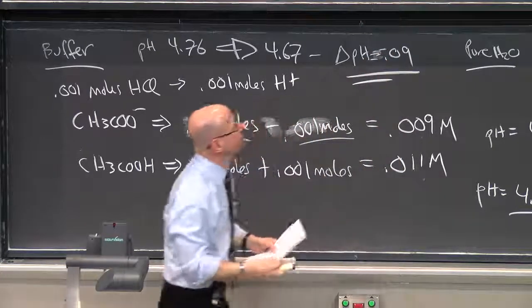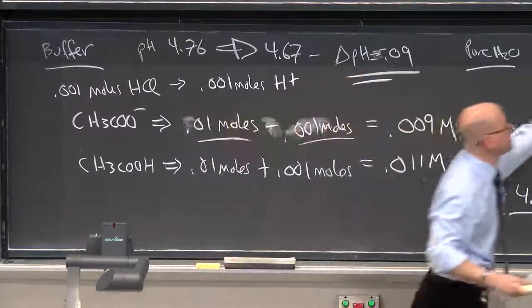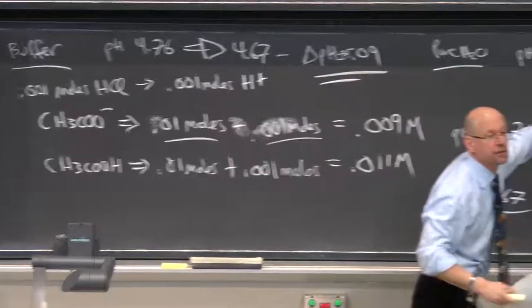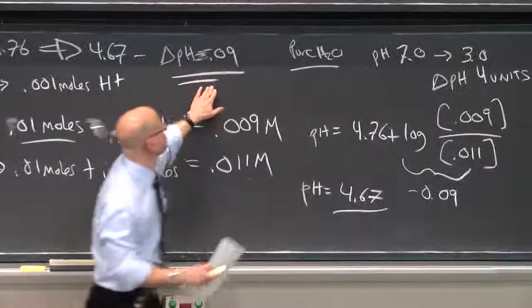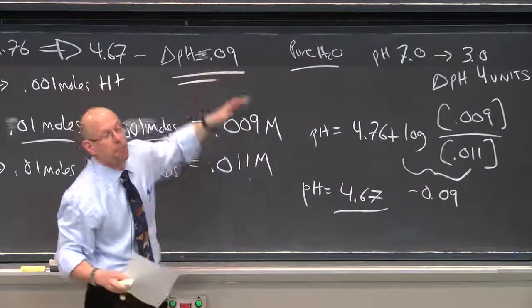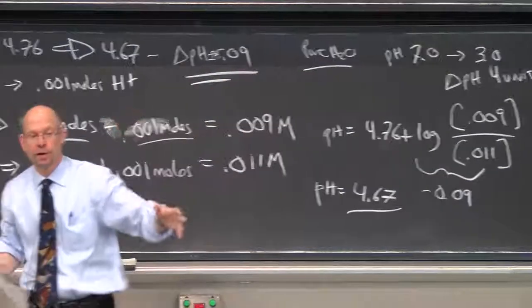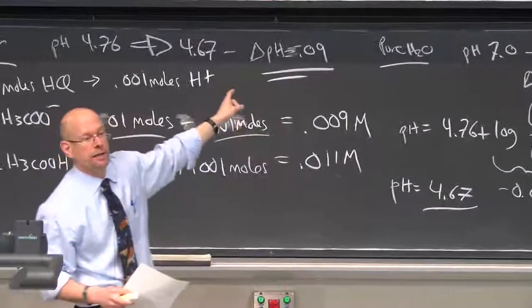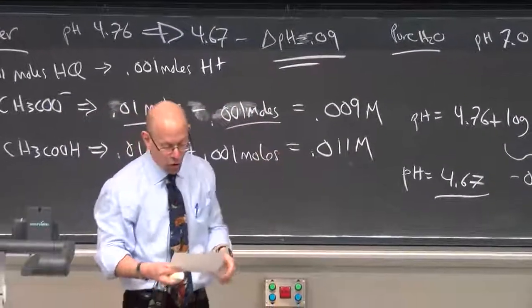Look at the difference. In water alone, we had a change in pH of 4 pH units. In the buffer, we had a change in pH of 0.09 pH units. The buffer consumed the protons and changed its pH only a little bit.